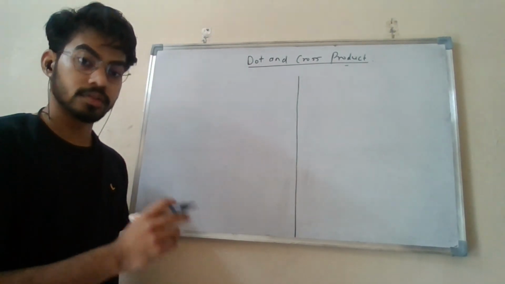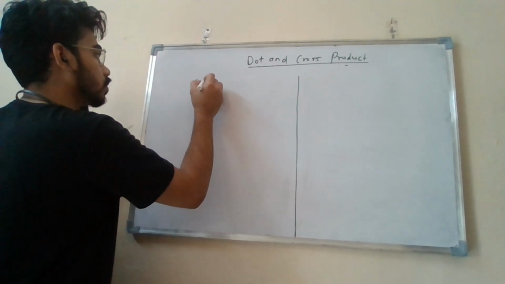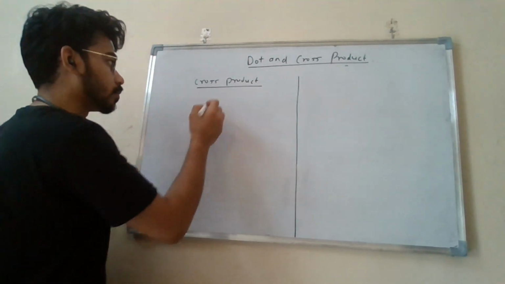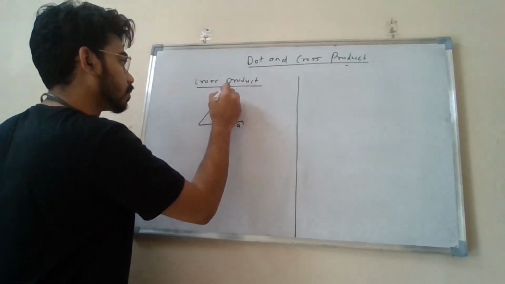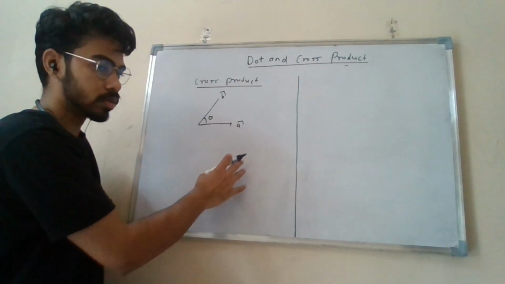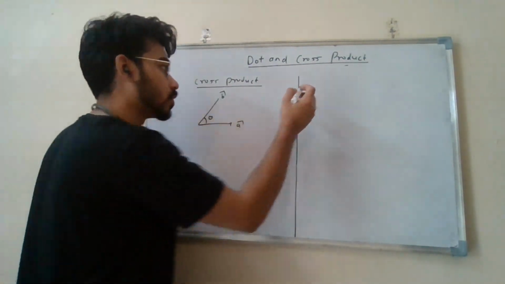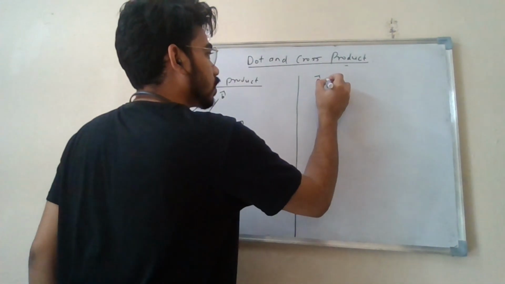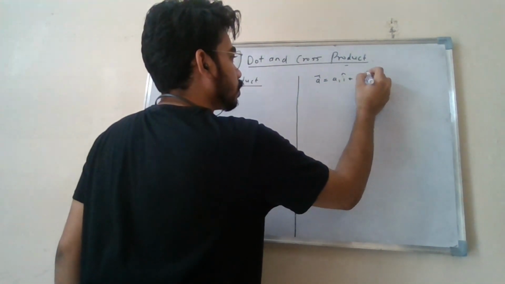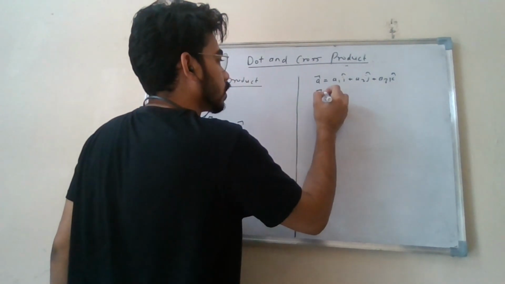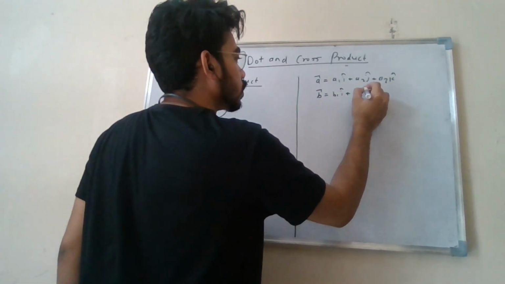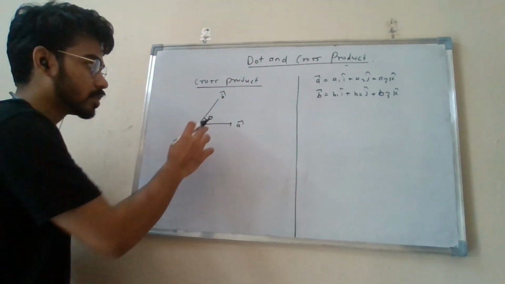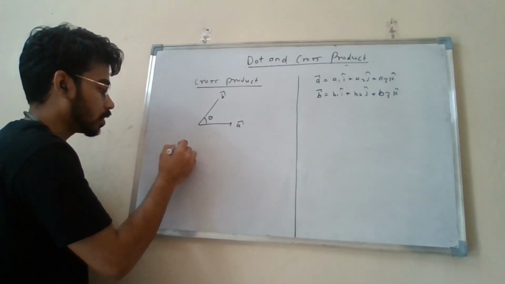Now we will see what the cross product of two vectors is. How can we calculate the cross product of two vectors? If I have two vectors like this, a vector and b vector, and theta is the angle between them, then there are two conditions. If theta is given, or if the vectors are given, where my a vector is a1 i cap plus a2 j cap plus a3 k cap, and b vector is b1 i cap plus b2 j cap plus b3 k cap.